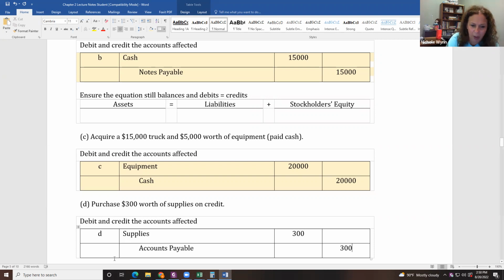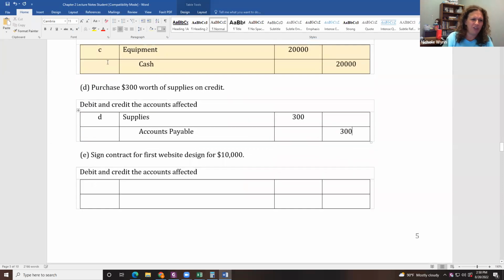$300. Again, I wish I had the words debit and credit above the column so you could see that, and I'm sorry I didn't do that for you. And I'm only changing those colors just because I did on the first one and then I felt like I needed to keep doing it, but I'm going to stop. Letter E, that sign a contract, that's nothing. Remember, that's not a transaction.